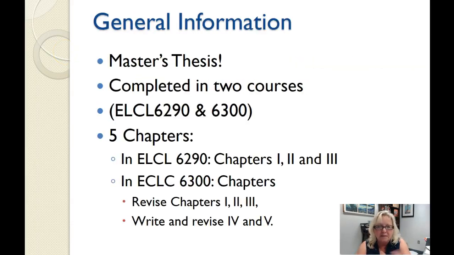So, general information, we're doing your master's thesis in 2 courses. The fall is 6290, and then you'll be signing up in the spring for 6300. As I mentioned, it's 5 chapters. This fall we're going to be doing 1, 2, and 3, and I'm going to go over what's included in those chapters in a minute. And in the spring we're going to do 4 and 5.